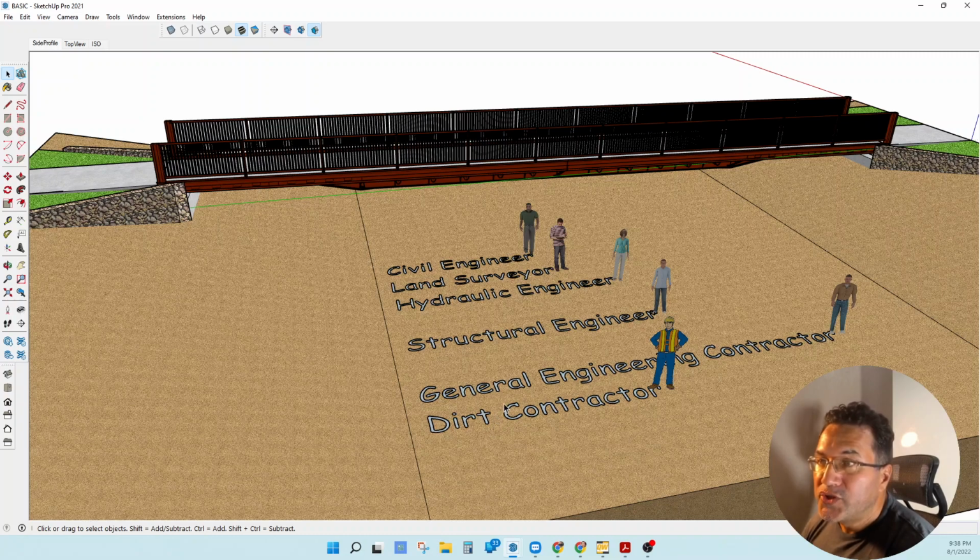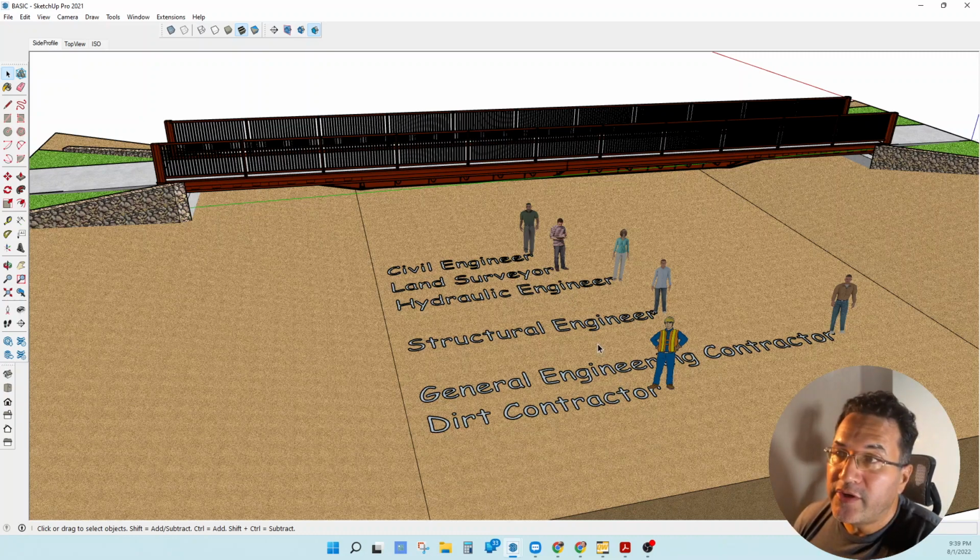They usually also can do concrete work. Sometimes they don't want to do concrete work. Sometimes all they'll want to do is grade and get everything ready. Then you have to hire an additional concrete contractor to come in and actually pour the concrete, and then a general engineering contractor to come in and set the bridge. Sometimes you can get dirt contractors to set the bridge as well. If they can, that'd be great. We can show them how to do it.